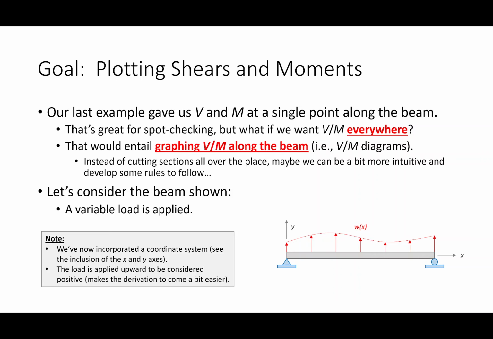Okay, so what I'm interested in doing is plotting the shears everywhere, plotting the moments everywhere. So we're trying to develop a graph. That's what we're trying to do. So what I'm going to do is handle this with a beam. Okay, so I've got a beam. It doesn't matter how long it is, and it doesn't matter what load is on it. So I'm going to say it's got some arbitrary load on it. We'll call it W of X. Now I've got it drawn upwards just to go along with the sign convention, according to the axis. It's like a positive load.